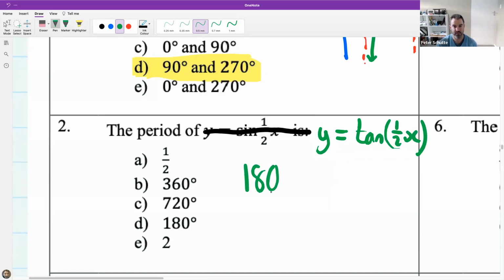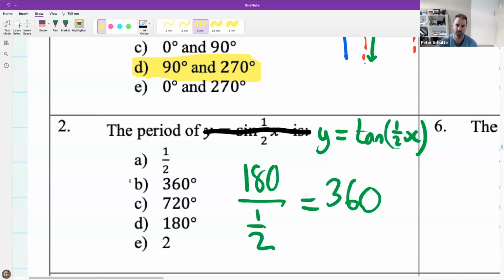The default period of the tan graph is 180. And when we divide it by a half, we should get 360. And so the correct answer would be B. So if you imagine the tan graph being split into 2 halves, each half will get 180 degrees on the axis. So yes, for period, the number in front of the x, you will always divide by for the period.